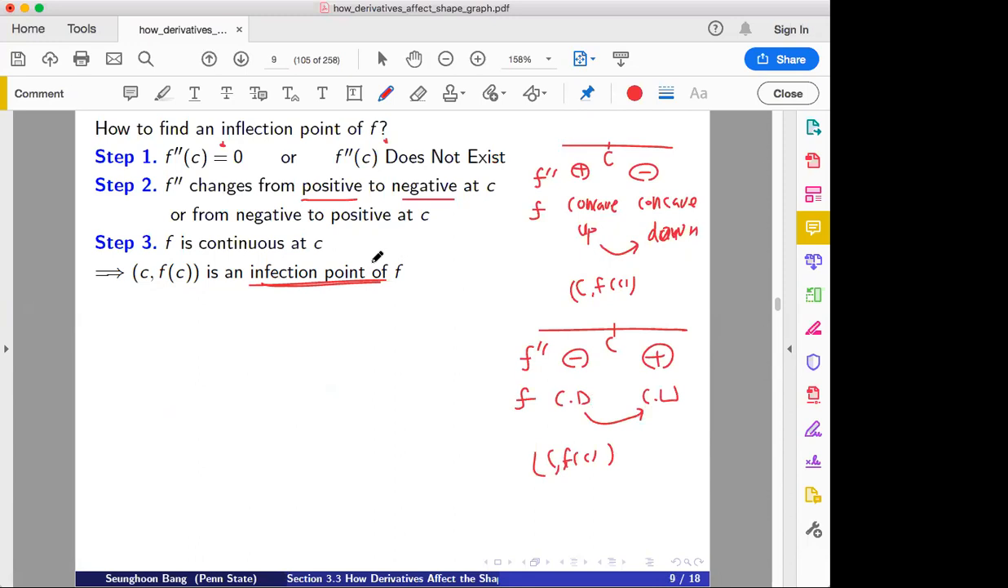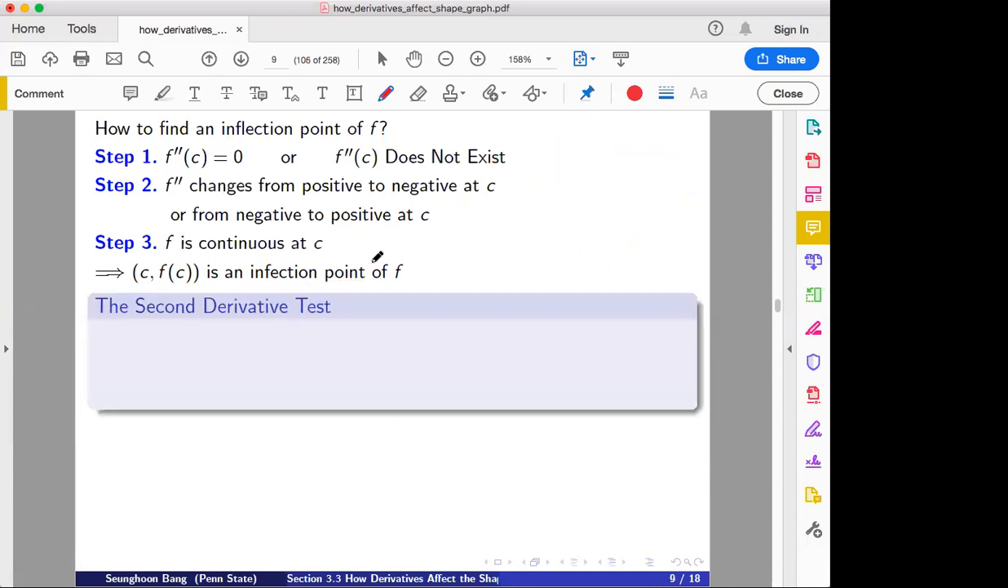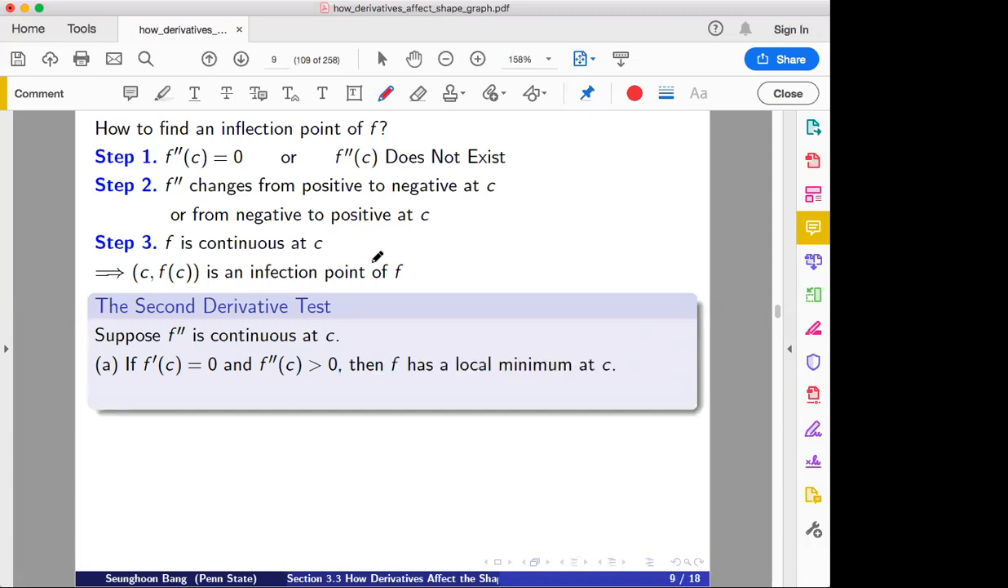So next one. I'm gonna give one more method for finding the local maximum and local minimum. That we call the second derivative test. Suppose the second derivative of f is continuous at C. The first one, f prime of C equals 0. The second derivative f double prime of C is greater than 0. So this is the result: f has a local minimum at C. If f prime of C equals 0 and the second derivative at C is less than 0, then f has a local maximum at C.